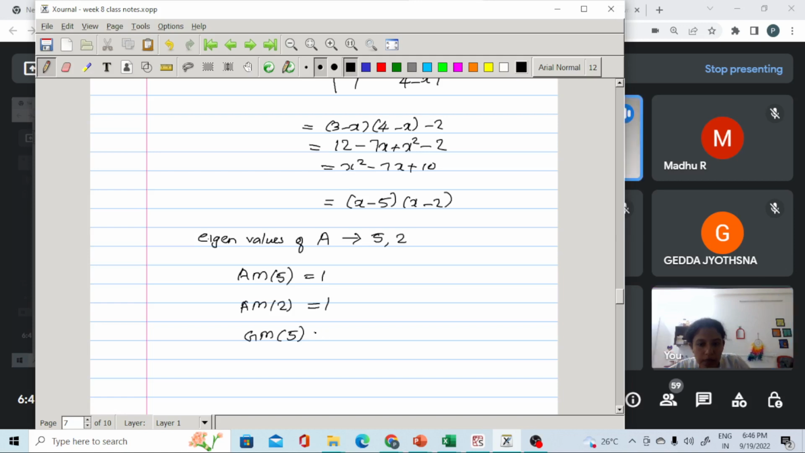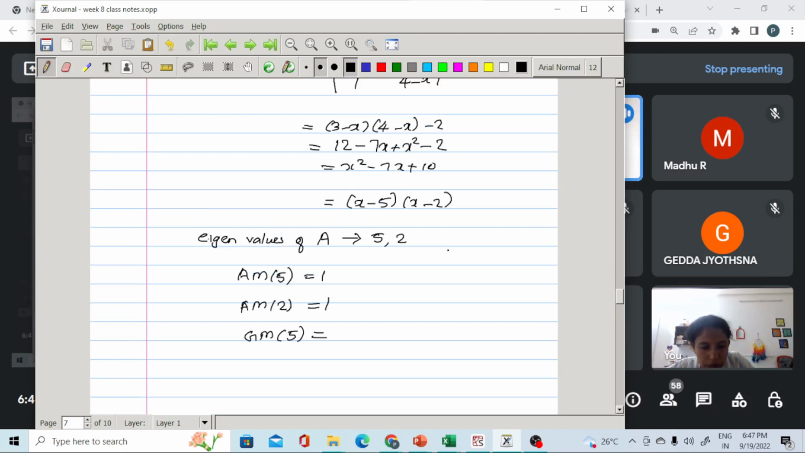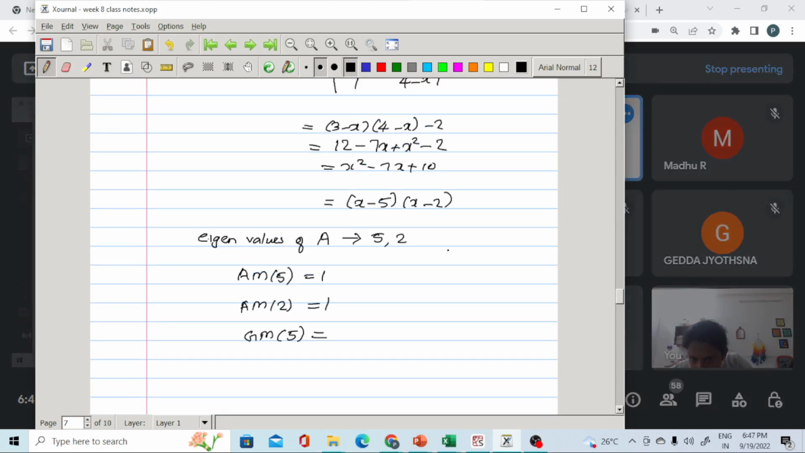So to find out eigenvectors first, no? For this. So to find out eigenvectors for lambda equal to 5. Question is to find algebraic and geometric multiplicity. I mean to say for geometric multiplicity, we have to find out the eigenvectors first, no? No. Both algebraic multiplicity and geometric multiplicity are for eigenvalues.